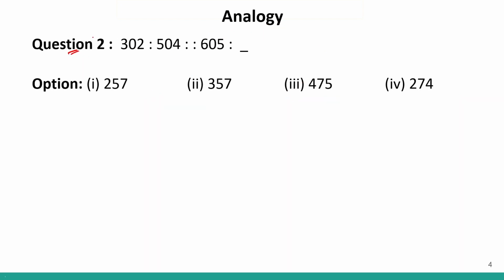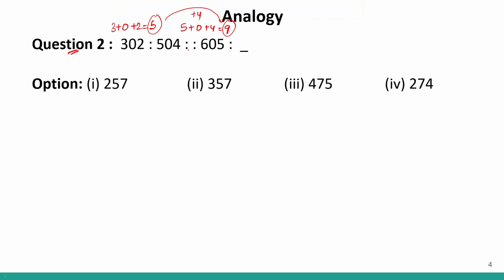Question number 2, we have 302, 504, 605 and we have to find the missing element. Okay. So let me try and do the same thing. If I do 3 plus 0 plus 2, I will get 5. And if I do 5 plus 0 plus 4, I will get 9. So basically what is the relationship between 5 and 9? This is addition of 4. Correct? This is addition of 4.